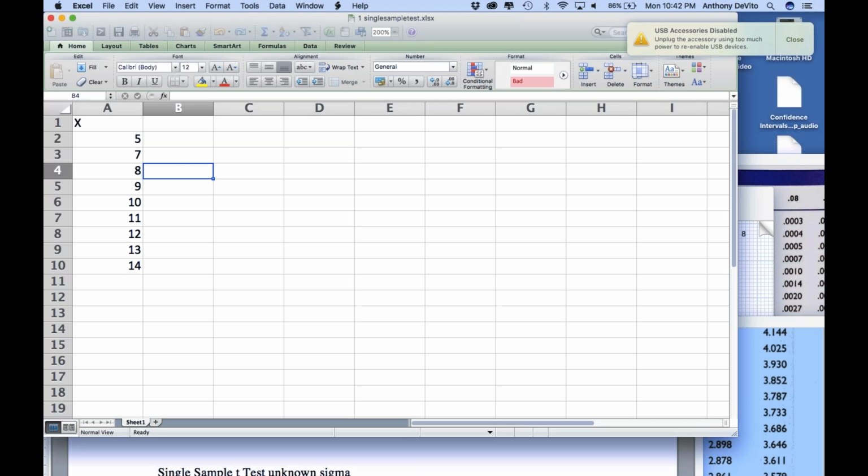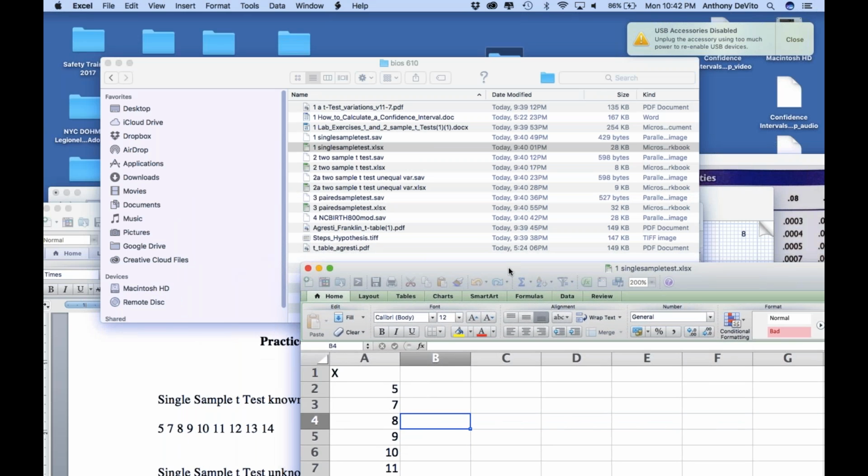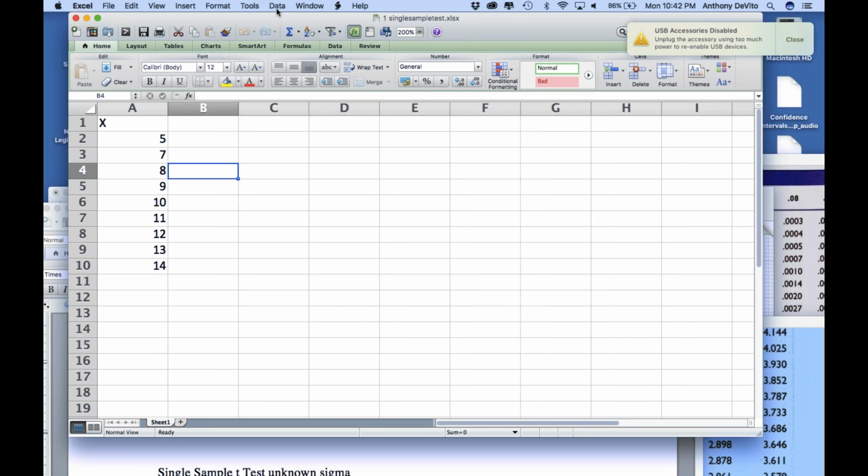Okay, I believe it's the same file. Looks the same. I'm going to assume it's the same. So let's take a look at what I can do with this. I'm going to find the average for this sample of 9.